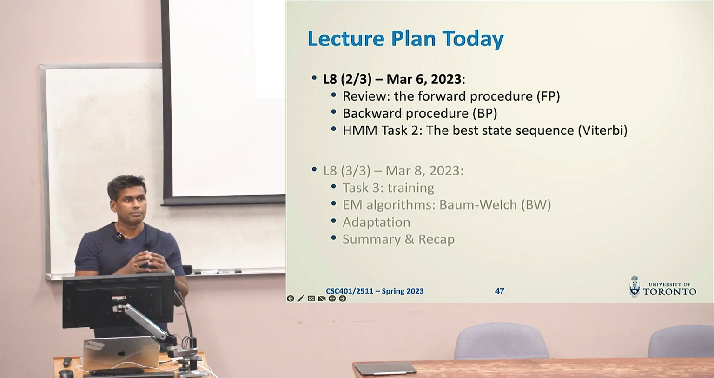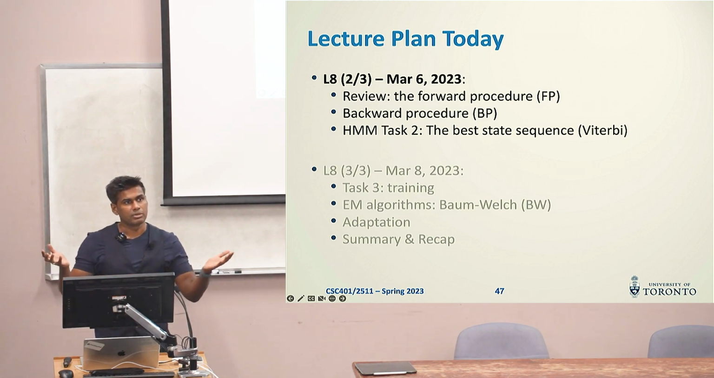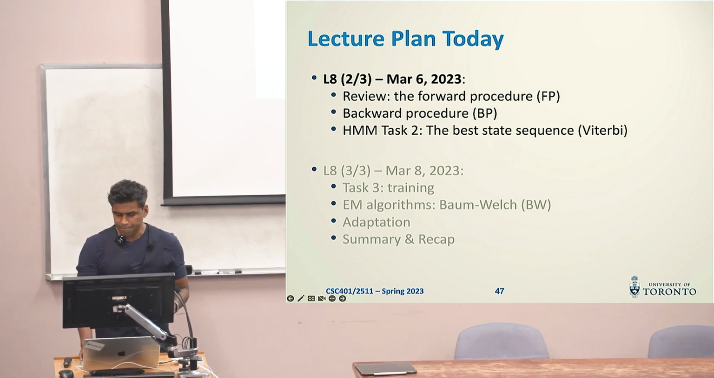Today we'll finish task 1 and task 2, which, if you recall, is the task of inference. Just as a recap, there are 3 fundamental tasks that we want to look at. The first one was calculating the overall observation likelihood. The second was the task of inference, where you're trying to figure out the best possible states, Q star, that gave rise to the observations. And the third is the task of training, where you have observations and you're trying to update your theta values using the observations.